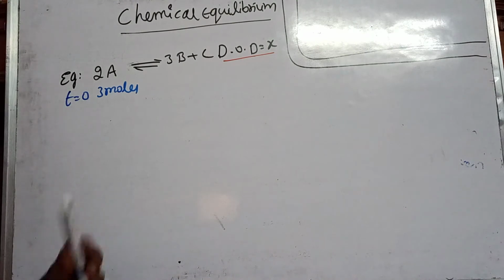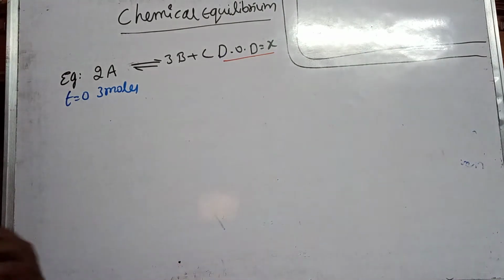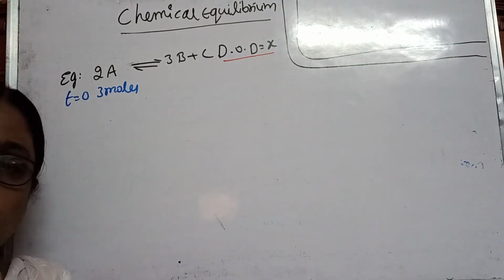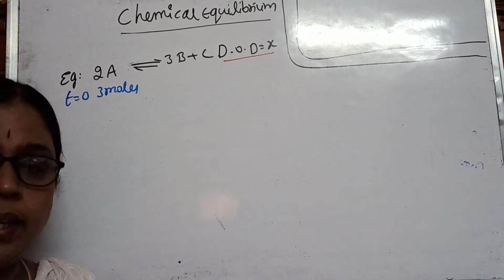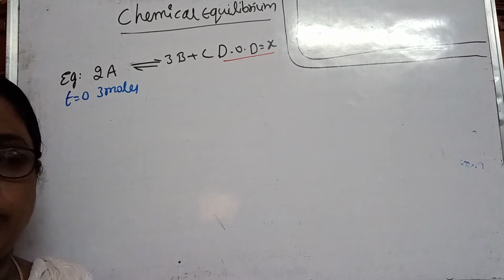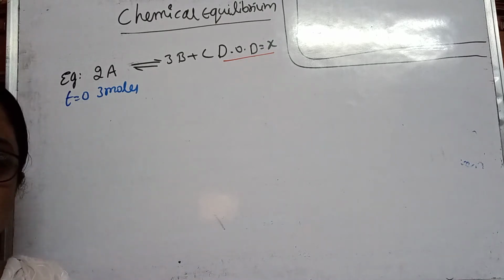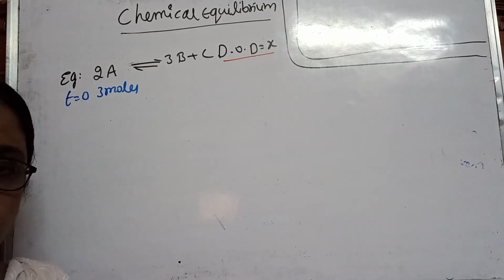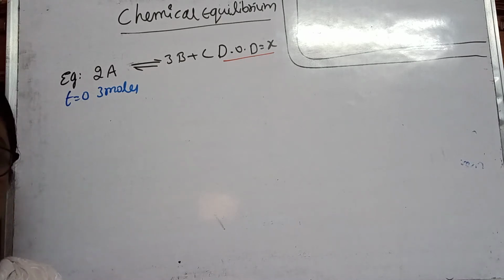See the example here. By using this DOD, we can calculate the total number of moles at equilibrium. This is very important for calculation of Kp and Kc. Before going to that, you have to know how to calculate the total number of moles of compounds, meaning reactants and products, at equilibrium.